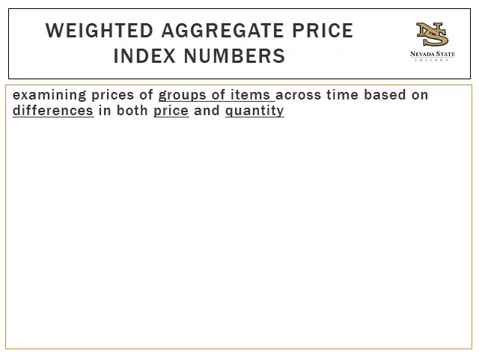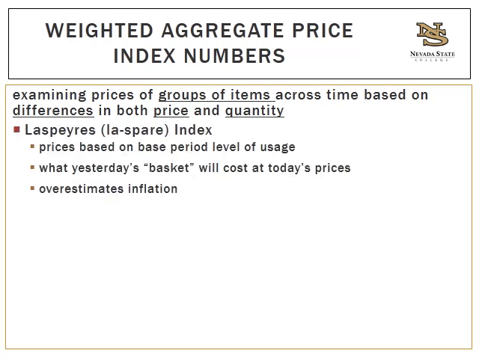But you can also use weighted aggregate price index numbers to look at changes in interest rates based on different types of loans that are more or less frequent over time, payroll changes based on percentage of workforce in each position and respective pay, and a whole host of different things. So one type of weighted aggregate price index is the Laspeyres index. And this is where prices are based on base period level, weight, or quantity of usage or consumption. So we're basing those changes in consumption on the base period.